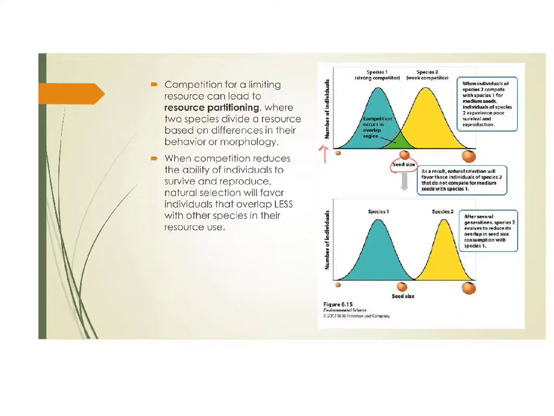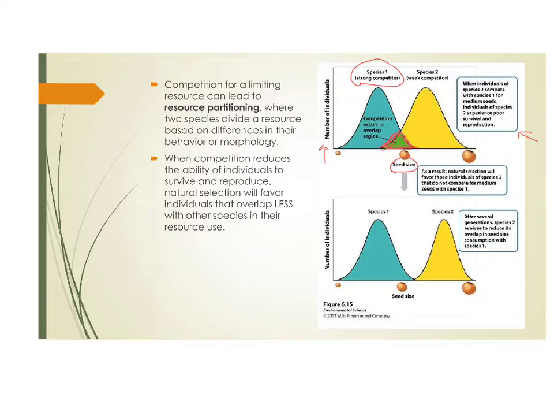Competition is occurring in this overlap region in the middle, that's green. If you look at the key right here, it says when individuals of species 2 compete with species 1 for medium seeds, which are the preferred seed, for these two species, both of them want those medium seeds. Individuals of species 2 experience poor survival and reproduction. Species 1 in this case is the strong competitor. And again, they're both competing for those medium seeds, which are the preferential food. As a result, natural selection will favor those individuals of species 2 that do not compete for medium seeds with species 1.